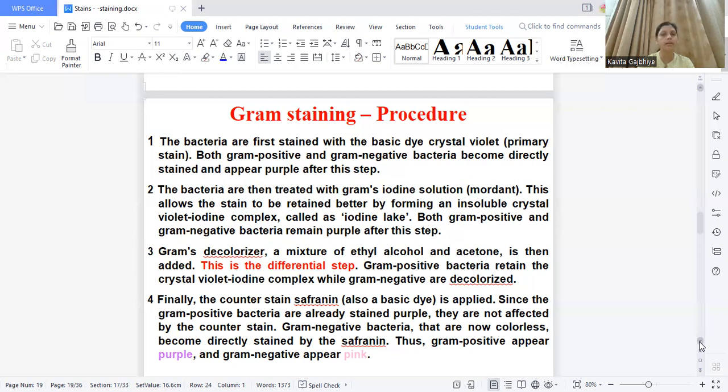while gram-negative bacteria are decolorized. Finally, the secondary stain, for example safranin as a counter stain, is used in the last stage. Since gram-positive bacteria are already stained purple, they are not affected by the counter stain. But gram-negative bacteria, which were decolorized by the decolorizing agent, become stained by the safranin as a secondary stain. Thus, gram-positive appear purple and gram-negative appear pink.